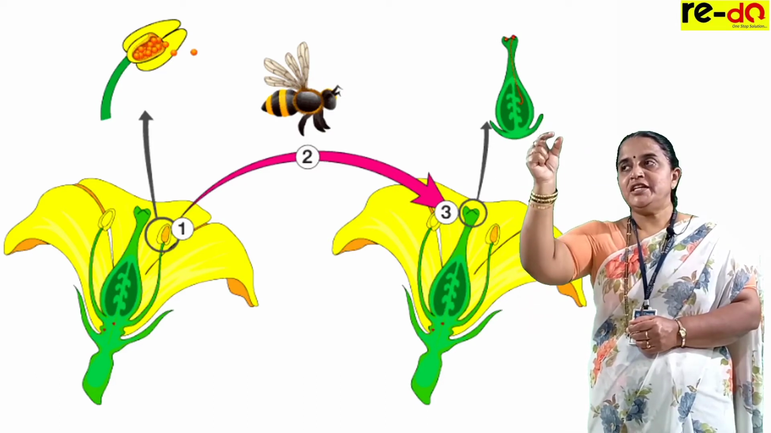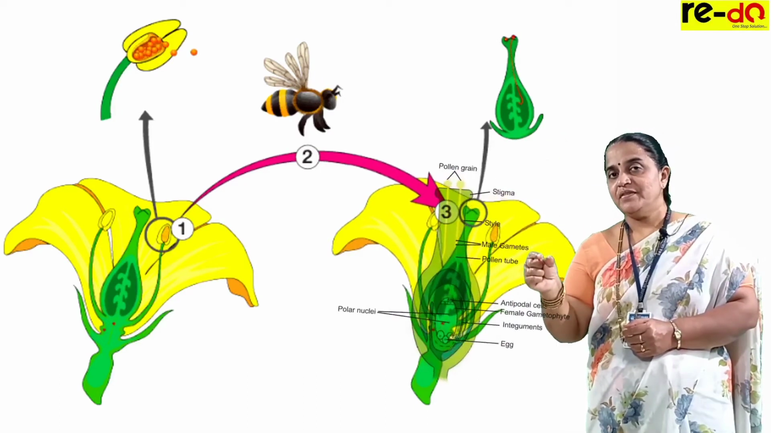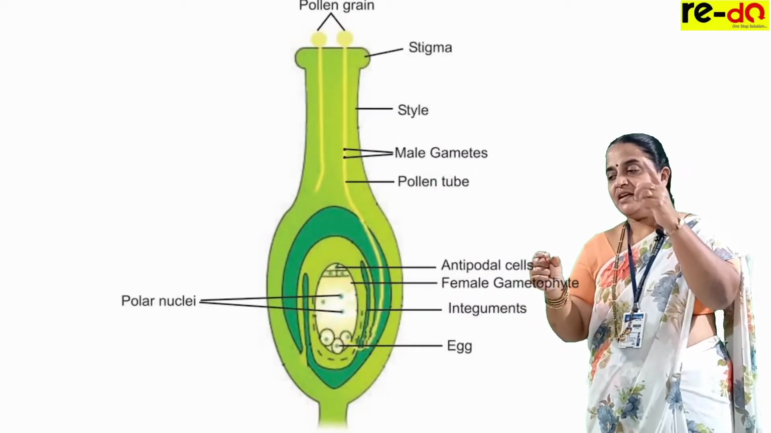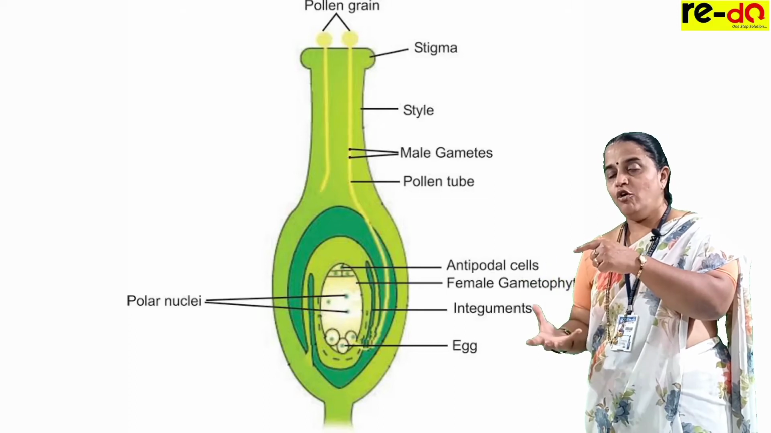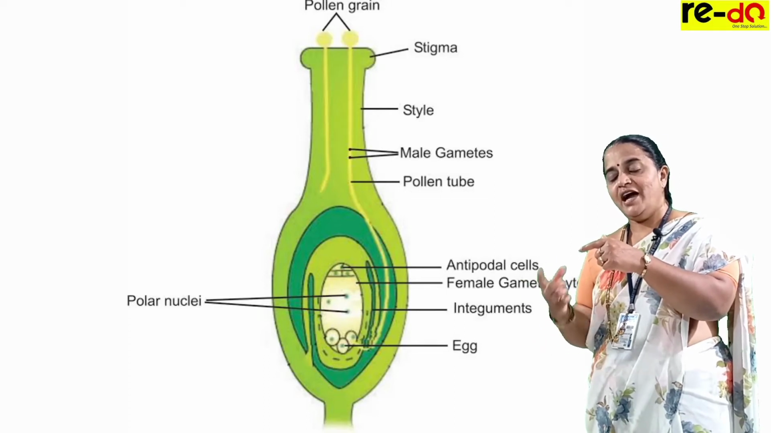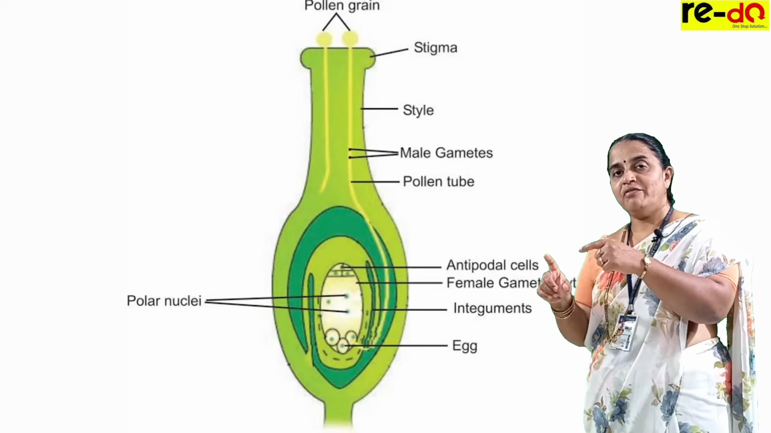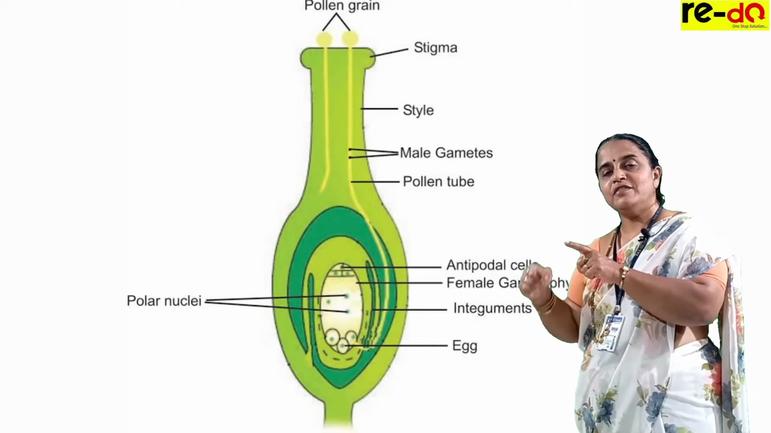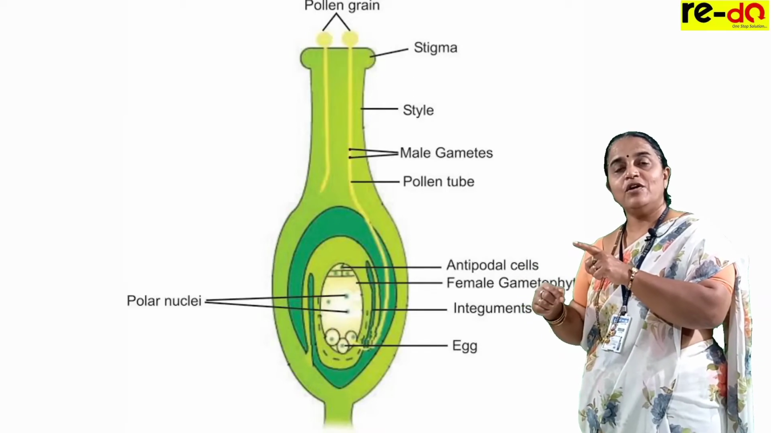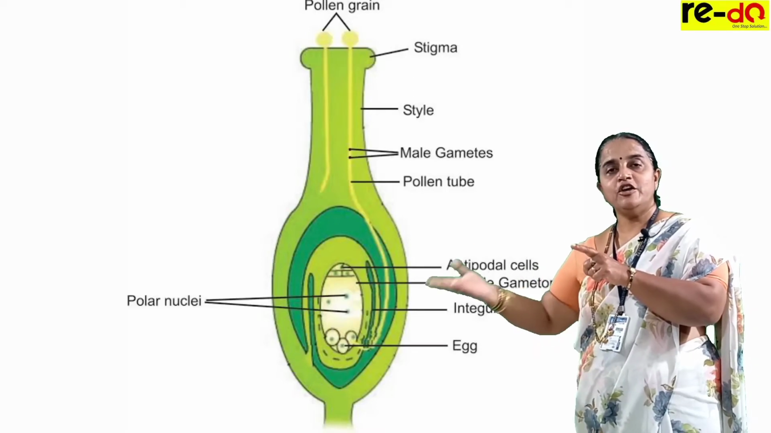On germination, it gives a tube-like structure. Now, 2 male gametes are released here for 1 female gamete. In the ovary, the female gamete is waiting, highly protected by a number of layers. Out of 2 male gametes, 1 male gamete fuses with the egg. It is called syngamy, giving zygote.